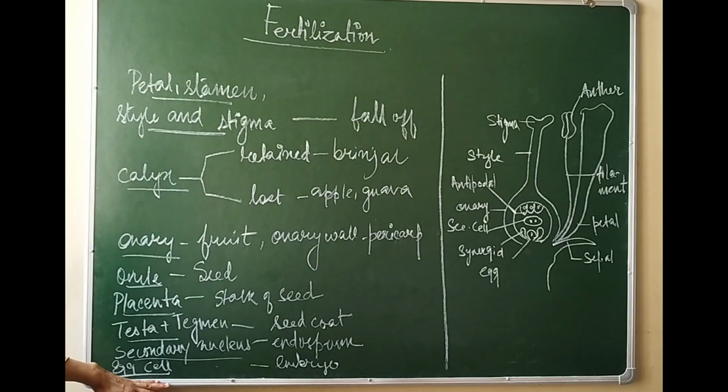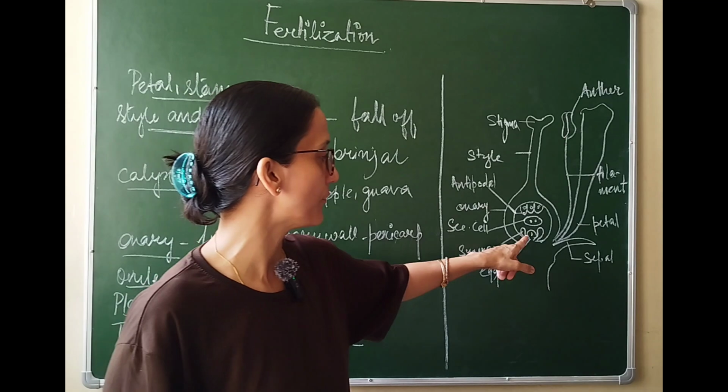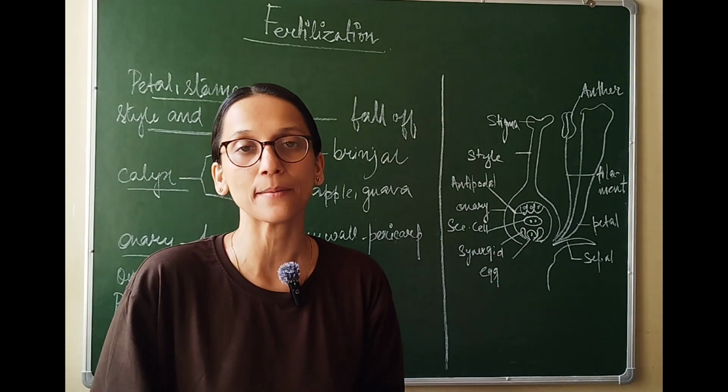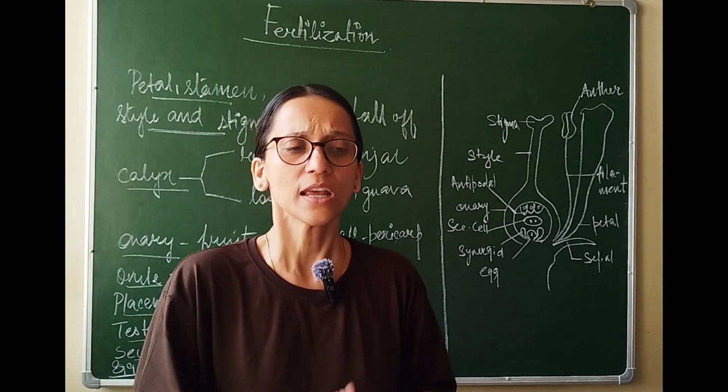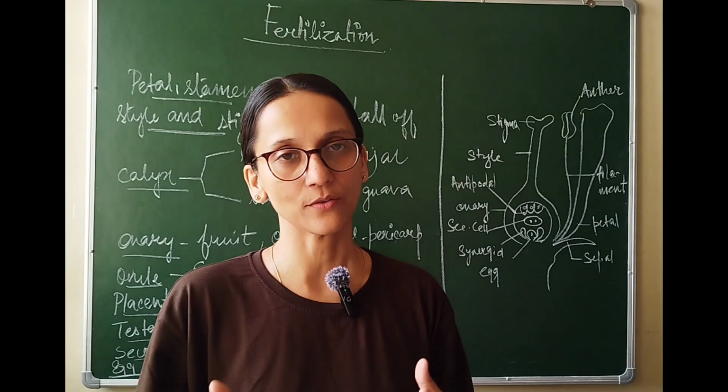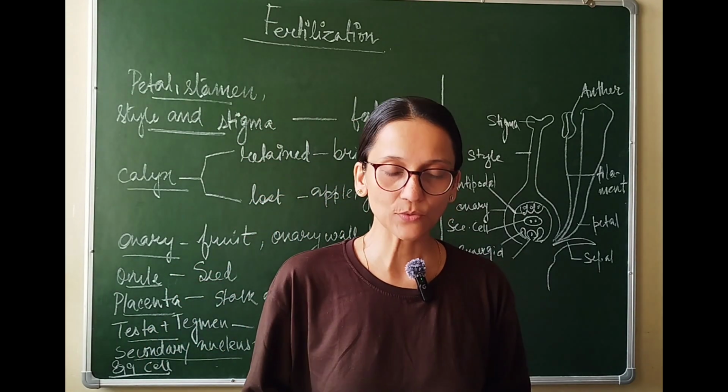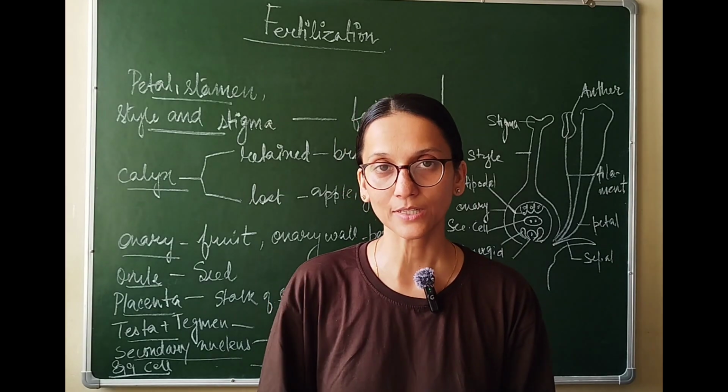Then the next part is the egg cell. The egg cell will finally form the embryo, because this is the part where syngamy happens. That means fusion of the sperm nucleus with the egg results in the formation of the zygote, and this zygote will divide and redivide and will finally form the embryo. So with this we have finished the chapter on pollination and fertilization.